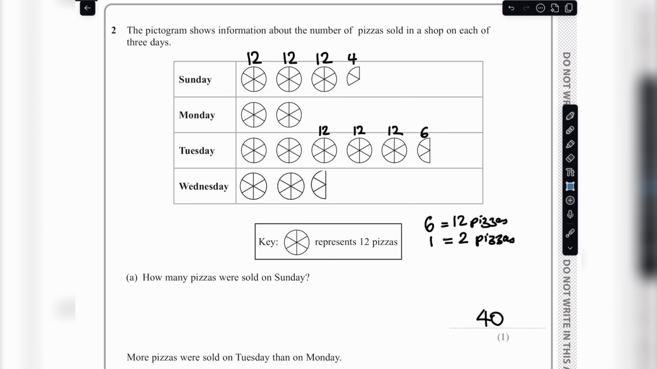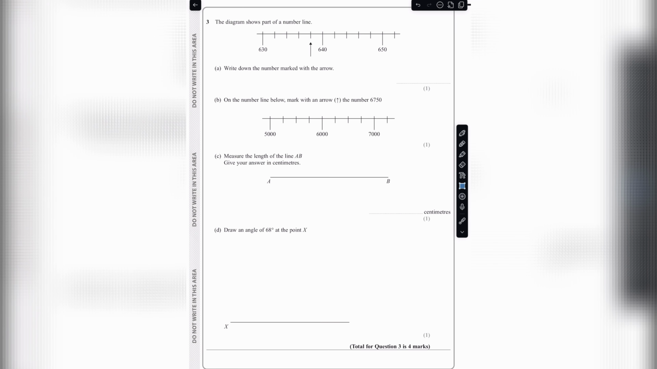In question 3, we are given a diagram which shows part of a number line. In the first part of this question, we are told to write down the number marked with the arrow. So given as there are 5 spaces between 630 and 640, each space represents 2, and the arrow is 2 less than 640, so 640 minus 2 is 638.